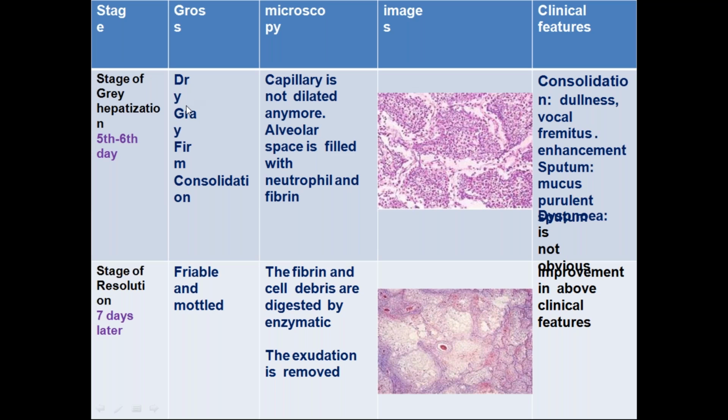Grossly, it is dry, gray, firm in consistency, and the capillary is not dilated, and the alveolar space is filled with the neutrophil and excess amount of fibrin. That's why it is gray in color. And the next stage is stage of resolution, which occurs after 7 days. And the lung is friable in consistency and motile, and the fibrin and cell debris are digested by enzymatic digestion. So all the alveolar spaces get cleared off by the defense mechanism.